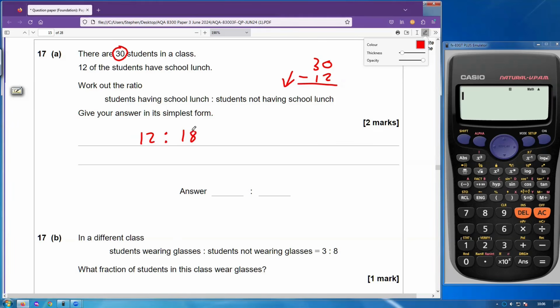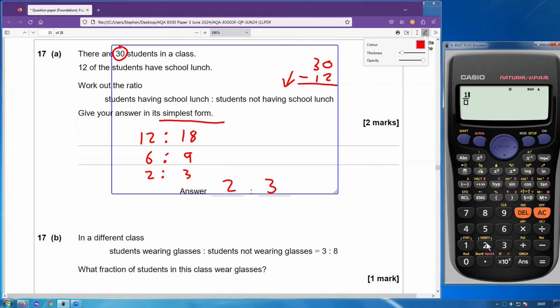The total number of parts is going to be 30. That's how I like to look at it. Or total number of students in this case is 30. 12 of them eat school lunch, 18 don't. Now we've got to break it down. What goes into 12 and 18? We can just keep going down in 2, so both of these, 6 to 9. Now I see 3 goes into that. 3 goes into 6, 2 to 3. So that's our simplest form, 2 to 3. But we can put it in the calculator like this, 12 over 18, we should get 2/3. Yes.